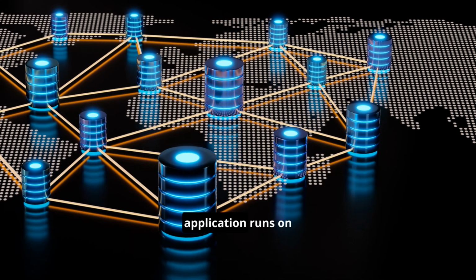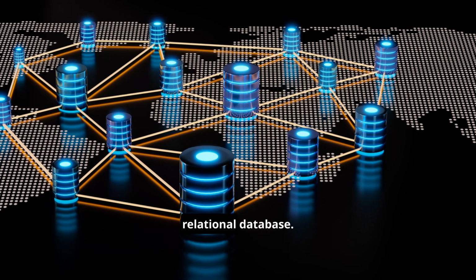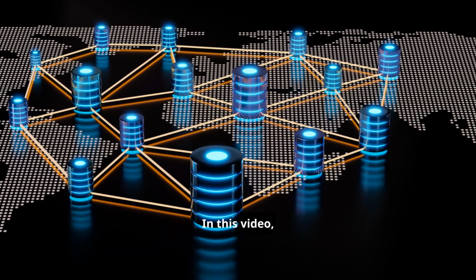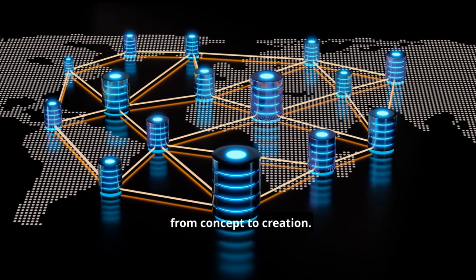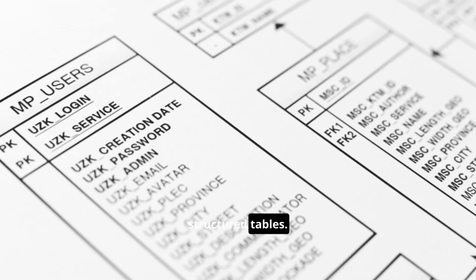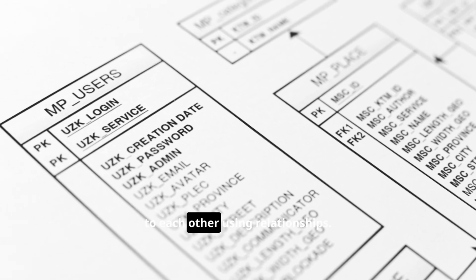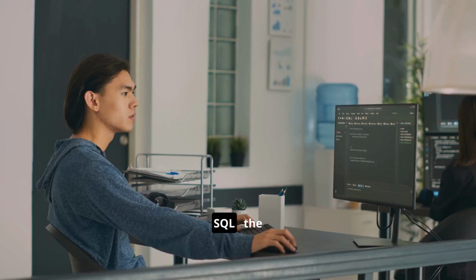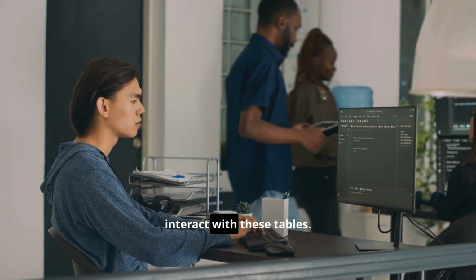Every great application runs on great data, and behind that data is a well-designed SQL relational database. In this video, you'll learn the essential steps to design one correctly, from concept to creation. A relational database stores information in structured tables. Each table contains rows and columns, and tables can link to each other using relationships. SQL, the structured query language, is how we interact with these tables.